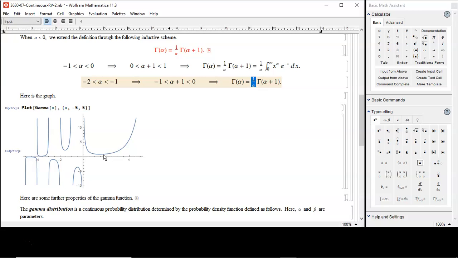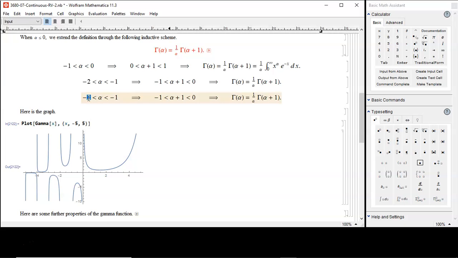1/alpha is negative, so this minus is flipped over to positive. You see here, we have this integral, which is gamma of alpha plus 1. That's always positive, but flipped over to negative because 1/alpha is negative, and 1 over alpha is negative again, so negative, negative, positive, we flip again. Let's do it one more time.